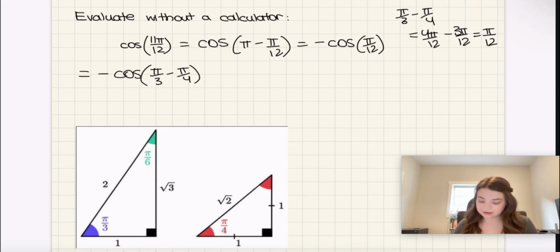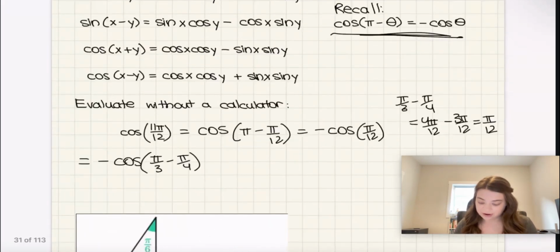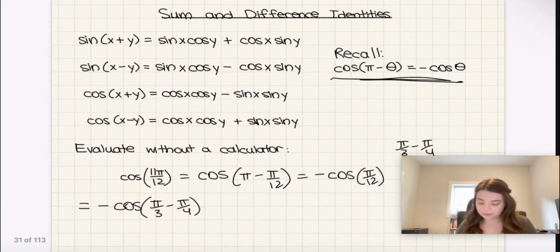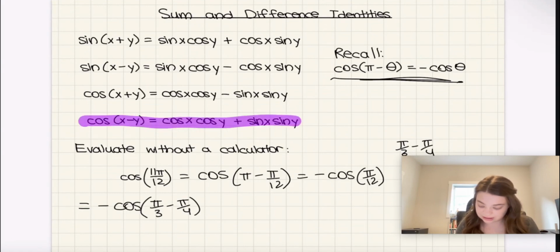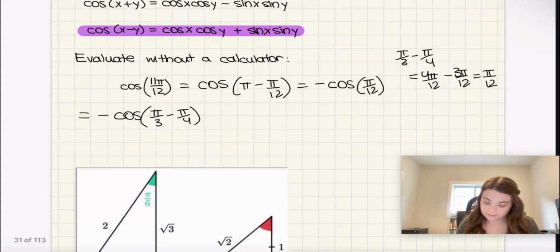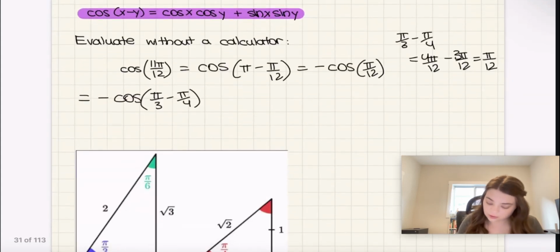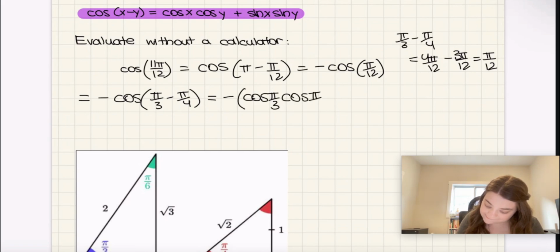Then I'm going to go back to these identities up here and figure out which identity we should use. Well, we have cosine of a difference, so we should use this fourth identity right here. So therefore, negative cosine of pi over 3 minus pi over 4 is equal to the negative version of cos pi over 3 cos pi over 4 plus sine pi over 3 sine pi over 4.